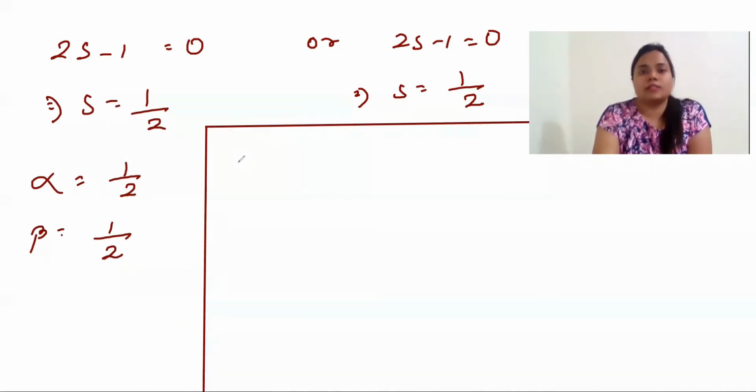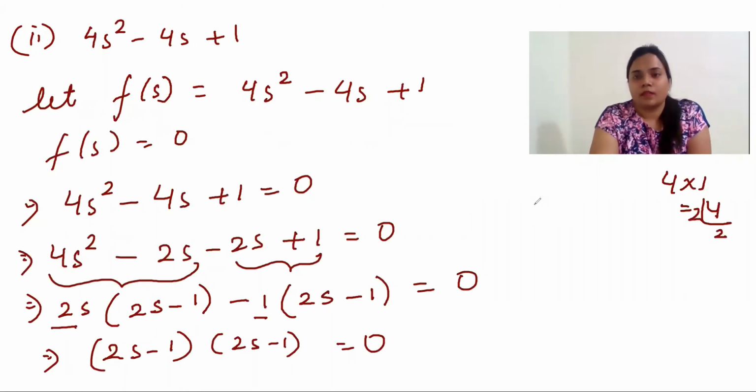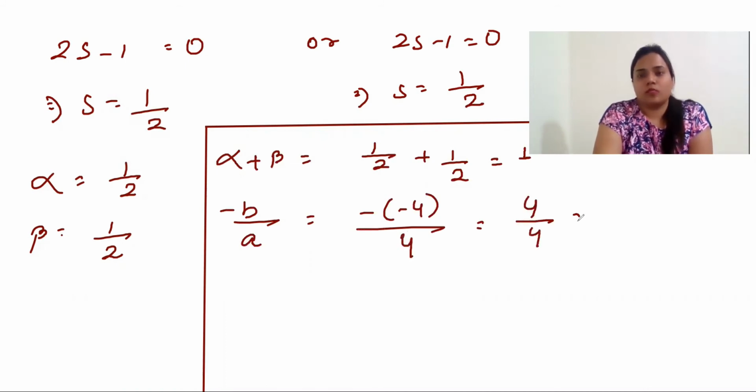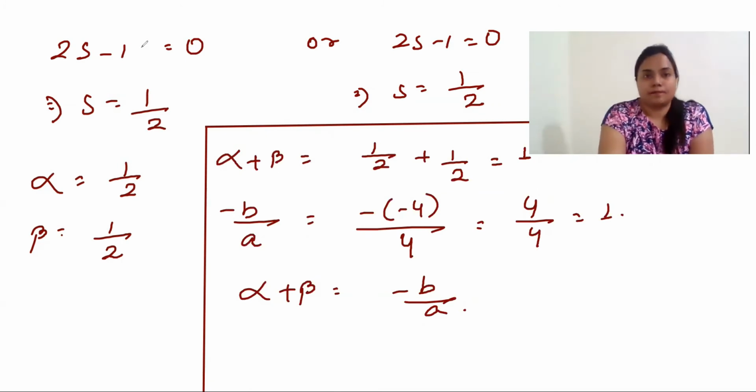So first we will do alpha plus beta. Alpha plus beta is 1 by 2 plus 1 by 2, that is equal to 1. Minus b by a will be equal to, a is 4, b is minus 4, c is 1. So minus of minus 4 upon 4, that is 4 by 4, that is 1. Hence alpha plus beta is equal to minus b by a. This thing is verified. Now let us check alpha into beta.